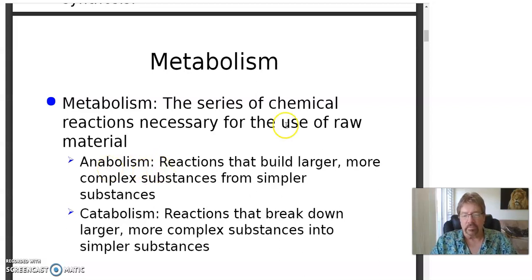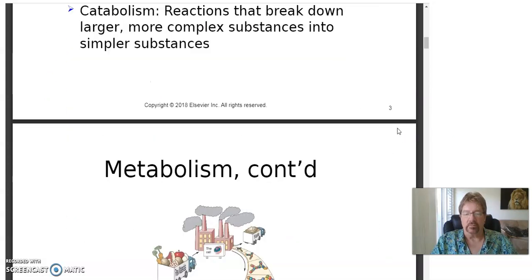Anabolism is when we build things up. Catabolism is where we break them down. And there's a big need in the body for both of these. So memorize these. Anabolism builds up, catabolism breaks down into simpler substances. There's a variety of reasons in the body why we have to do that.